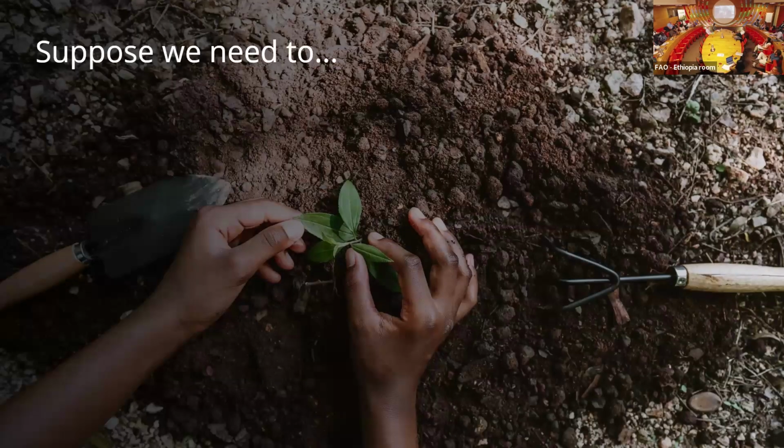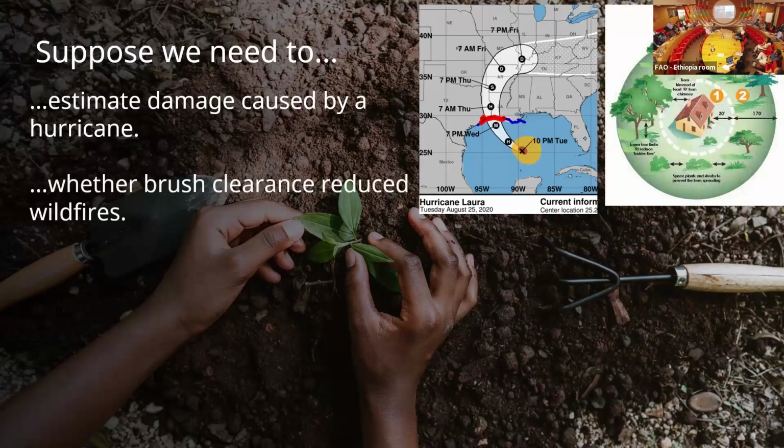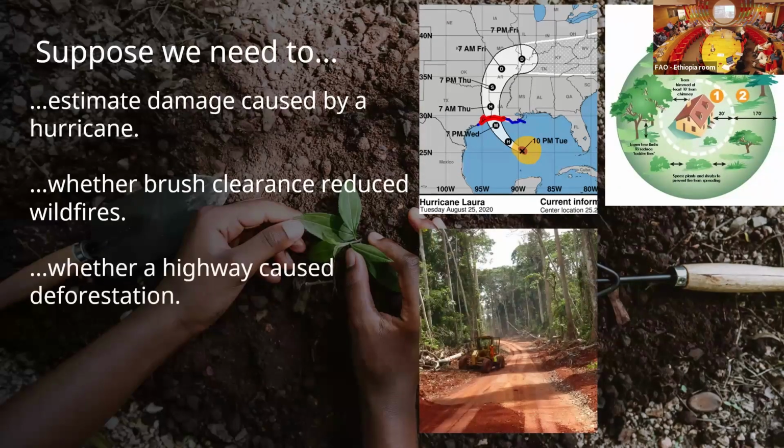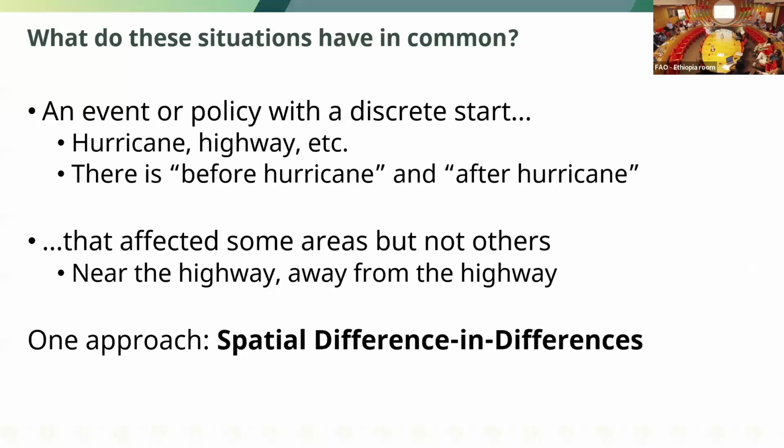So I want to start by thinking about what types of questions you can ask here. Suppose we want to estimate the damage caused by a hurricane relative to the places that were not hit by the hurricane. Or whether a brush clearance program reduced the risk of wildfires, whether a highway caused deforestation, or the impact of regional development policies targeting a newly formed state. So what do all of these situations, varied though they are, have in common?